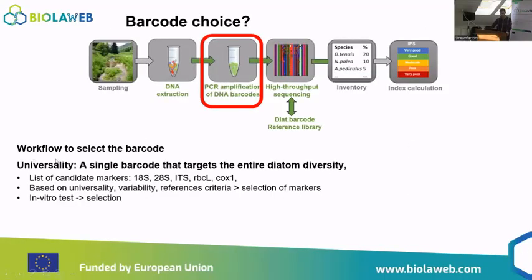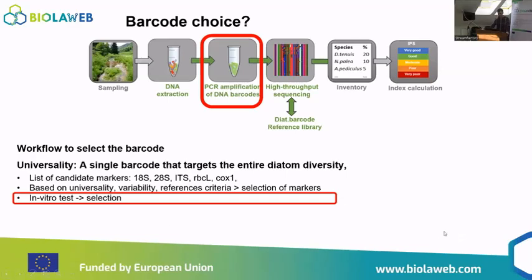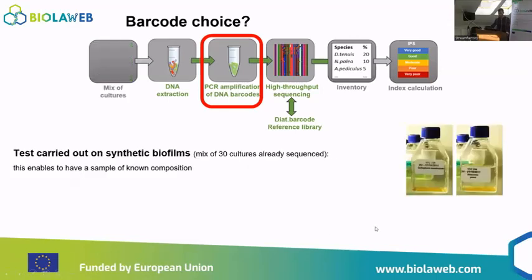So we continue our selection, and with this small set of barcodes, 18S, RBCL, and COX-1, we made an in vitro test. So let's have a look at that. Is it okay with these first 2 points? Do you have questions or things which are not clear? No? Okay. So let's continue.